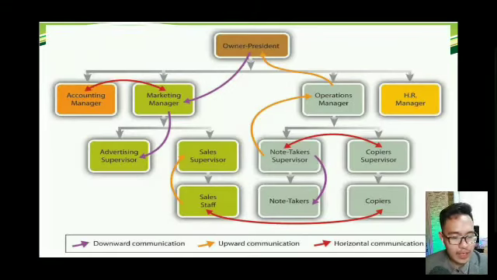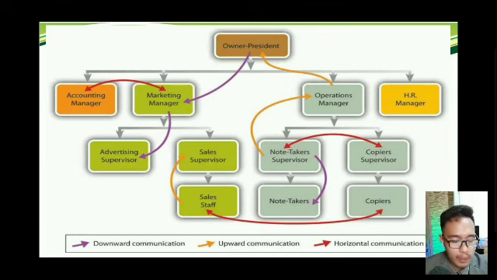So yes, this is a diagram of the three communication flows that I've mentioned earlier. I'm going to show you the fourth one, but let's focus first on the downward communication, which is represented by purple arrows. As you can see, the owner president communicates with the marketing manager, that is the green one, and then remember the purple arrows. The marketing manager can also communicate directly with the advertising supervisor. So that is an example of downward communication.